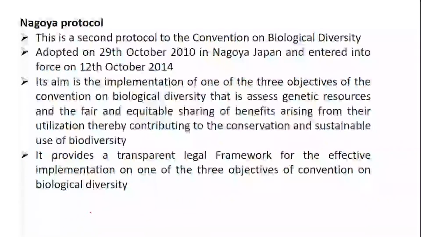Next, going to the Nagoya Protocol. The Nagoya Protocol is a second protocol, the Convention on Biological Diversity. So it comes under what? It comes under the second protocol to what?